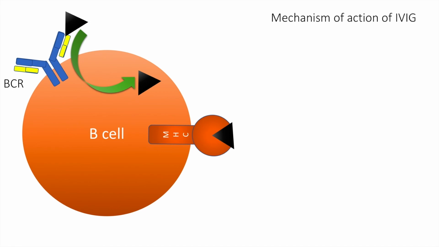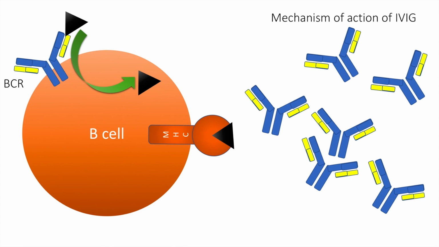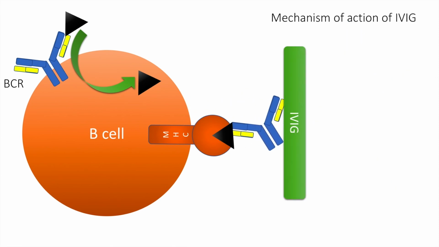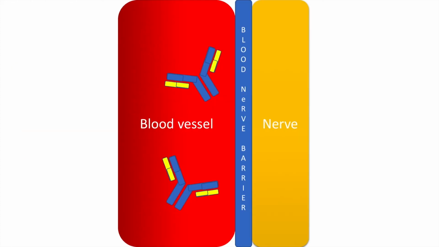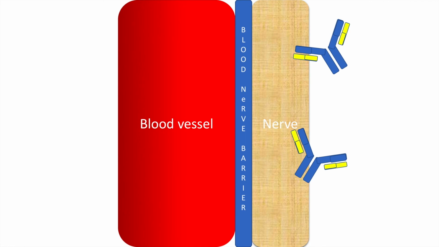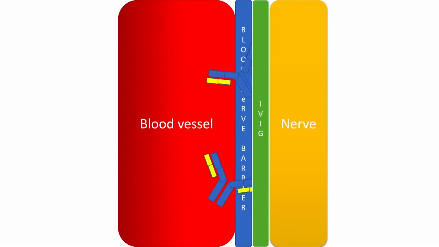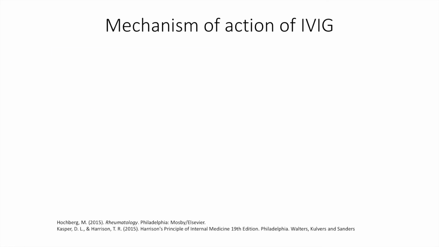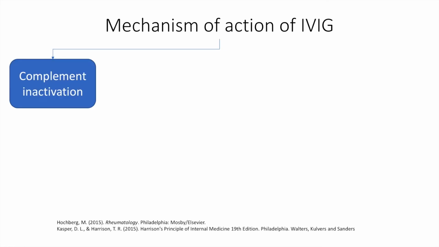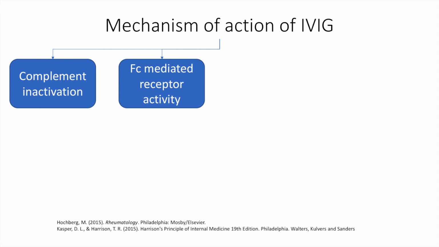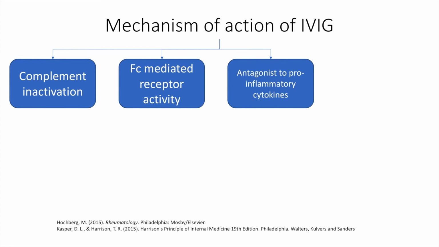Furthermore, we had seen that the B cell produces antibodies like so. In presence of IVIG, B cell will not produce as many antibodies. Finally, in Guillain-Barré syndrome, the antibodies cross the blood vessel through the blood-nerve barrier into the nerve, where they cause demyelination and conduction block. With IVIG, however, they may not be able to cross the blood-nerve barrier. The mechanism of action of IVIG is also complement inactivation, Fc-mediated receptor activity inhibition, and antagonism to pro-inflammatory cytokines.